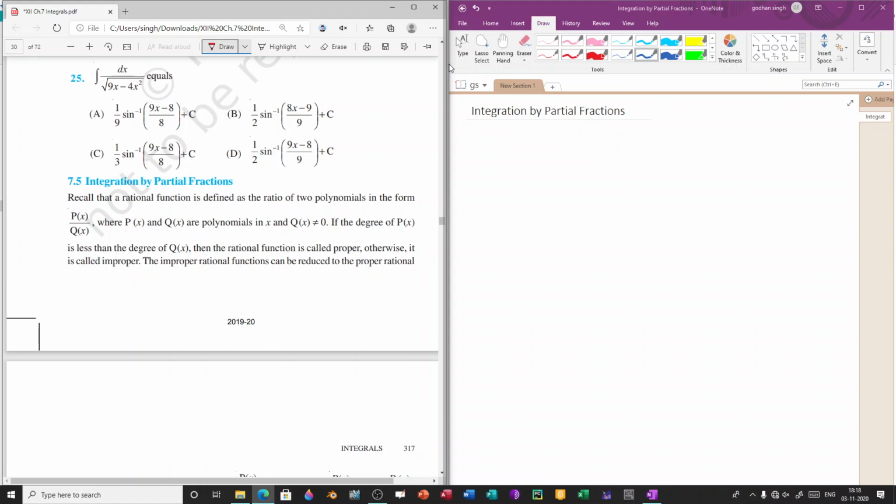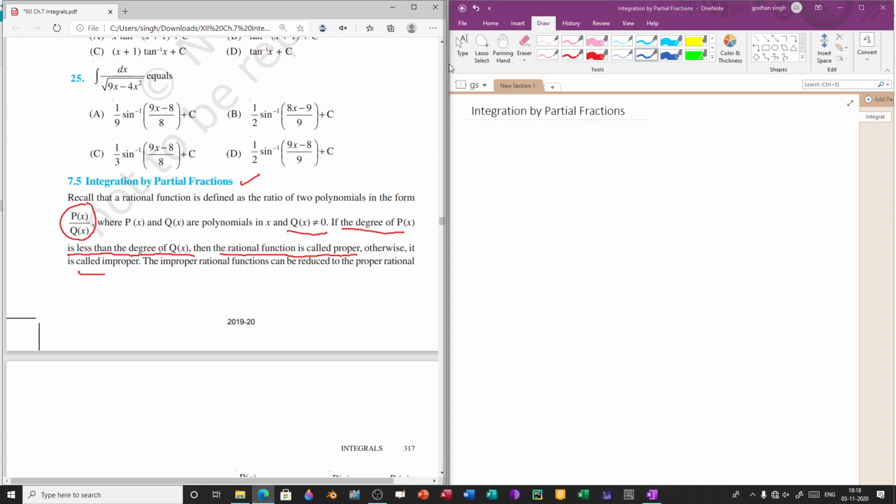Integration by partial fractions. Recall that a rational function is defined as the ratio of two polynomials in the form p(x) by q(x), where p(x) and q(x) are polynomials in x and q(x) is not equal to 0. Remember that if the degree of p(x) is less than the degree of q(x), then the rational function is called proper, otherwise it is called improper.